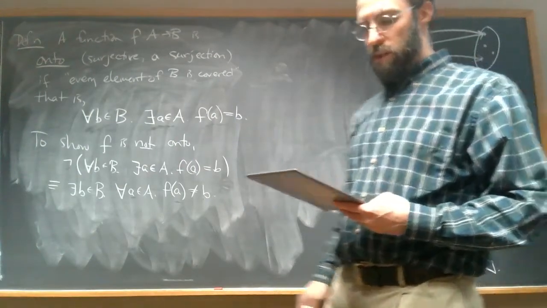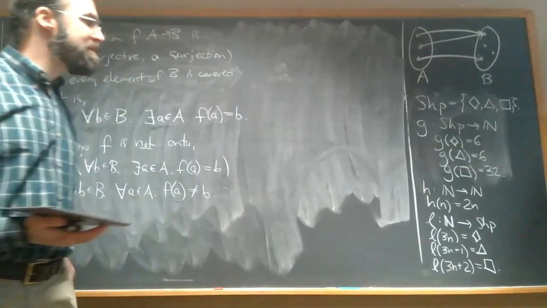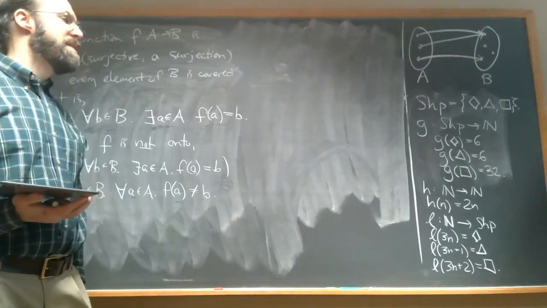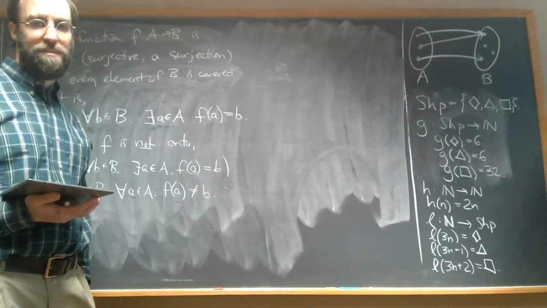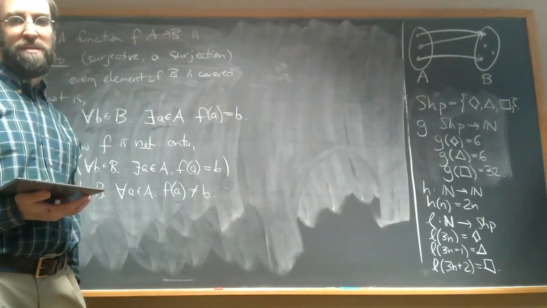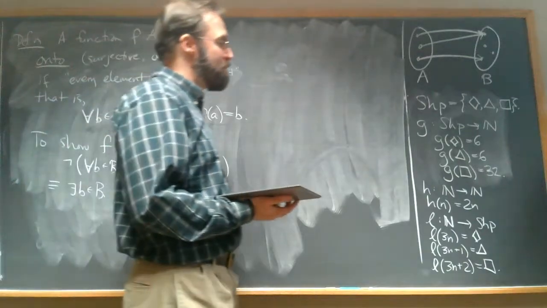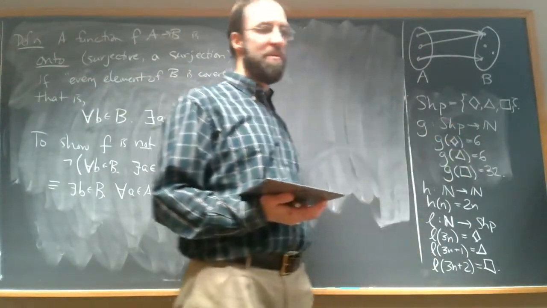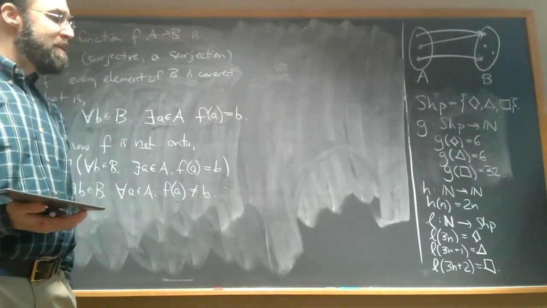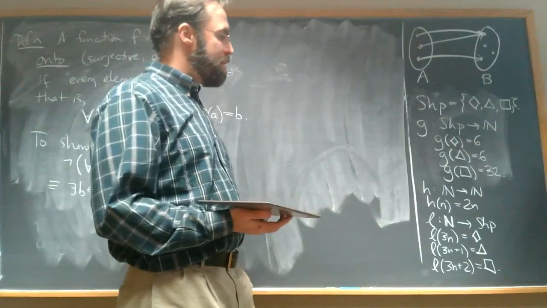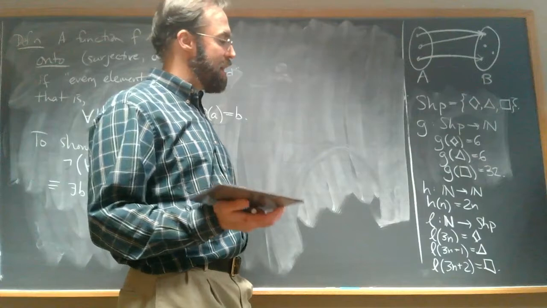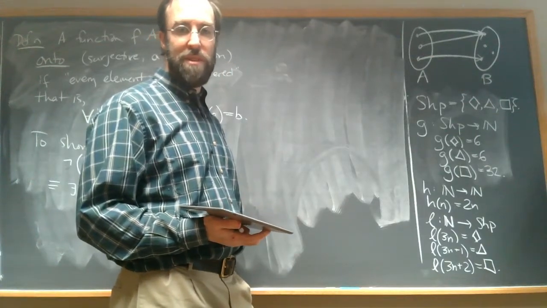So let's look at these example functions over here and decide which of them are onto. So g is definitely not onto, right? There's lots of natural numbers that get missed, and there's no way to fix it. There's not enough shapes to go around, so I can hit 3 natural numbers at most, and then all the rest are going to be missed, so it can't possibly be onto. h is also not onto, because, for example, any odd natural number is never the output of h.